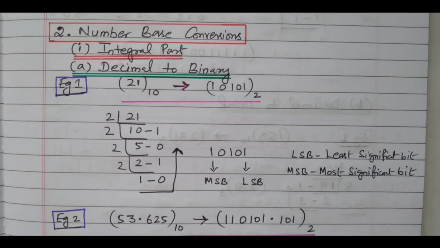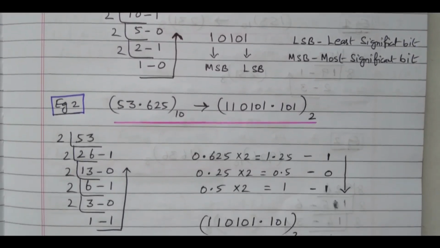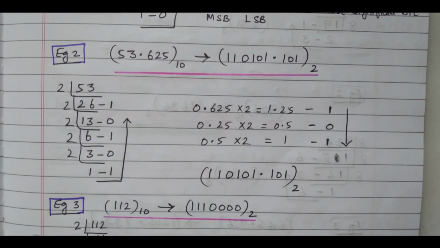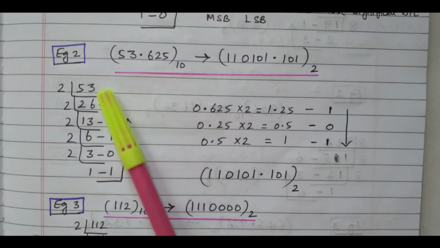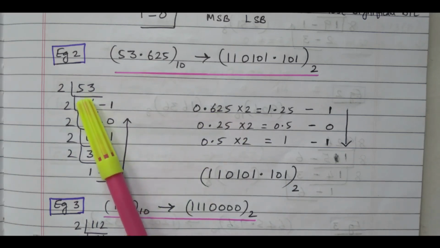We need to convert 53.625 into binary. The decimal number 53.625 should be converted into binary. Here the whole number is available and the decimal digits are also available, 0.625. First we will convert 53, then we will convert 0.625. These are two separate processes. First we will convert the whole number 53, very similar to the previous case.